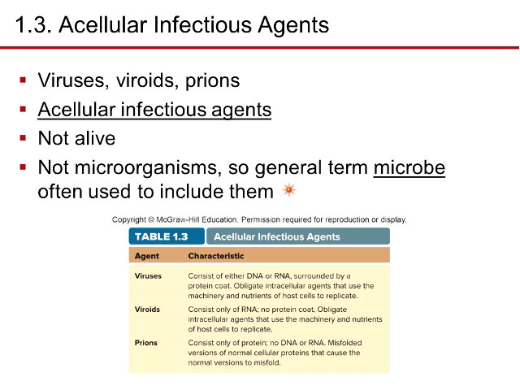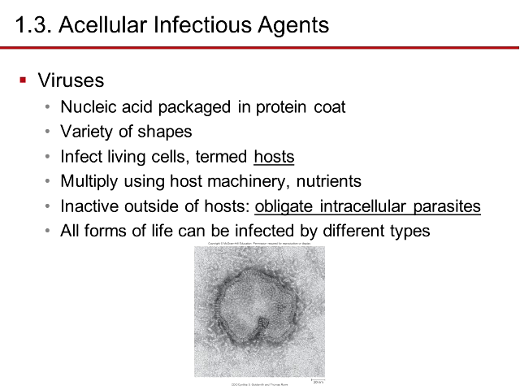Viroids consist only of RNA. There's no protein coat. They're obligate intracellular agents. They use the machinery and nutrients of host cells to replicate. And viroids are generally in plants. Prions consist only of protein. Believe it or not, they're just a chunk of protein with no decipherable DNA or RNA. They are abnormal, misfolded versions of normal cellular proteins that cause the normal versions to misfold. So they are just proteins with no nucleic acid. That makes them unique, and we're still not sure how they work.